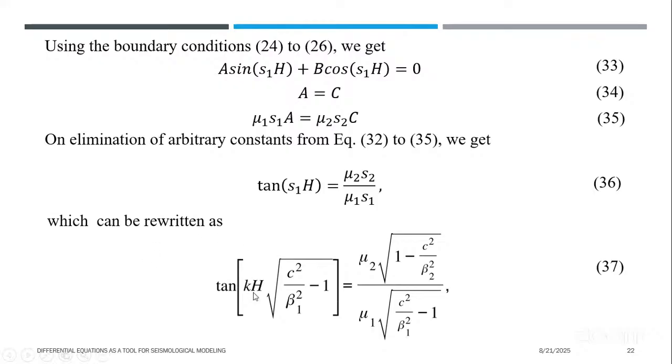What we see is that the velocity of the wave depends on k, and k is the wave number, which is related to the frequency. It means different frequency components of the Love wave travel with different speeds, and that is the characteristic of Love waves. That's why the Love wave is dispersive in nature.